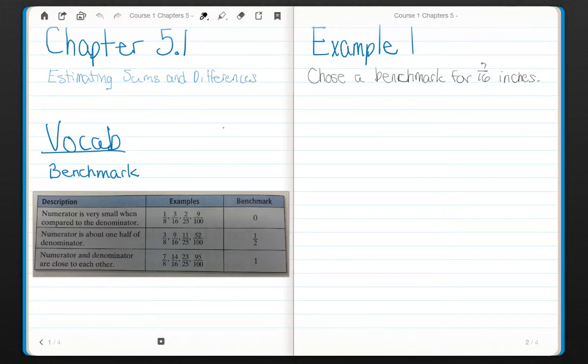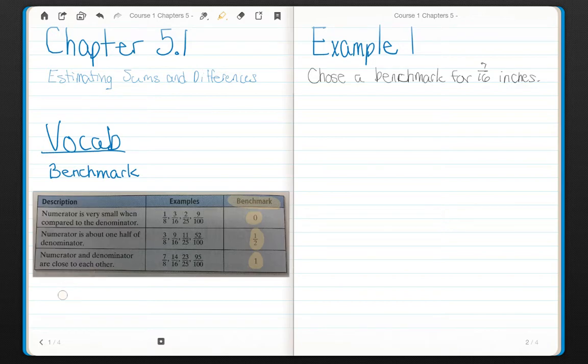Chapter 5.1, Estimating Sums and Differences. Your vocab word for today is benchmark. A benchmark is a number that we round a fraction to when we are estimating. The three benchmarks are 0, 1/2, and 1. These are your three benchmarks.